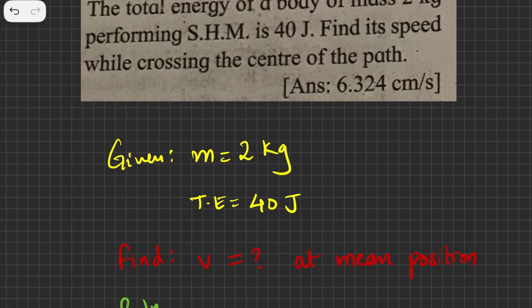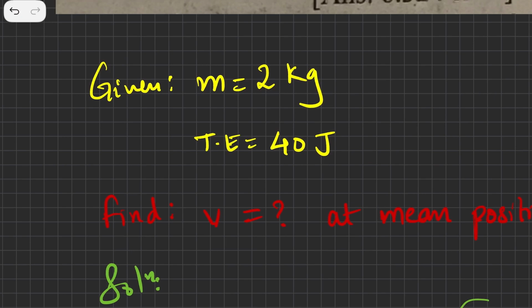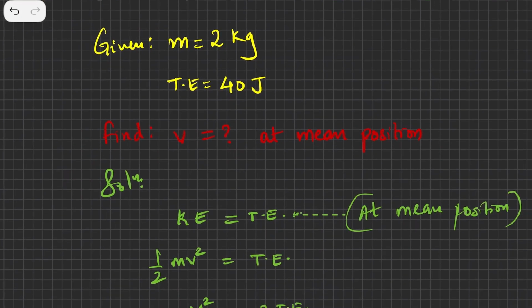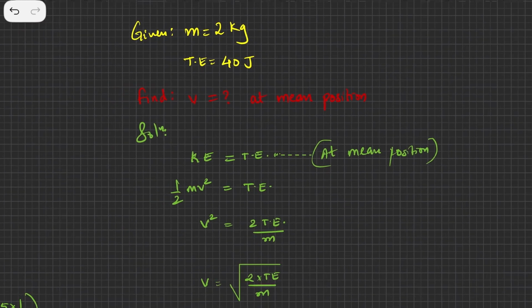These quantities I will be writing in a given format. So mass is given as 2 kg, total energy is given as 40 joules. These two quantities are given, and they are telling us to find out the velocity at its mean position. So we'll be finding the velocity at the mean position.